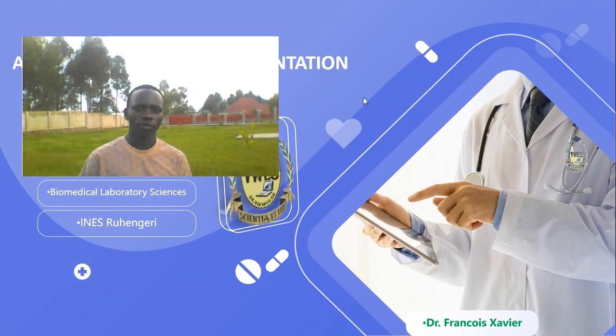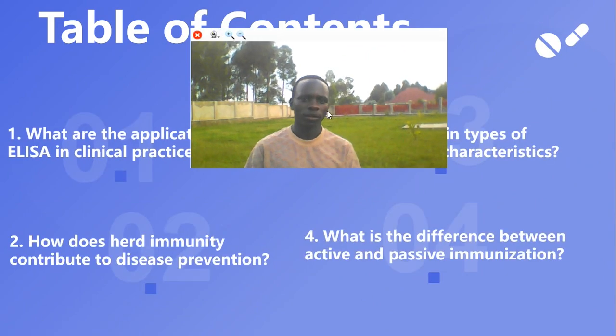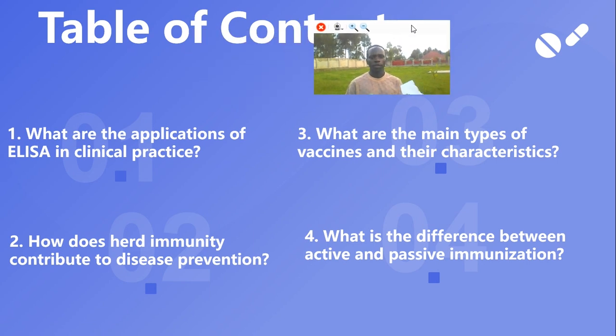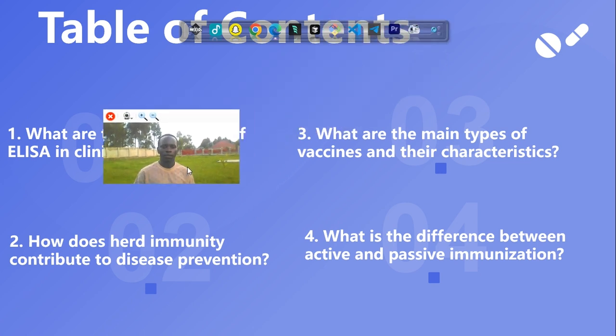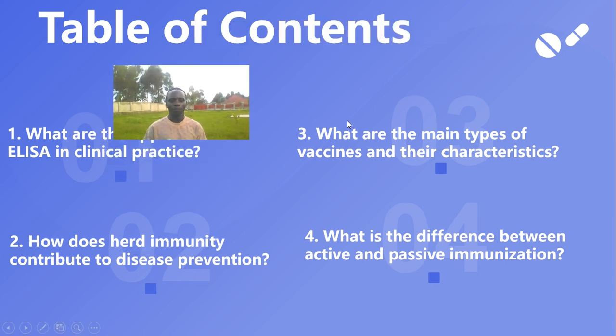The first question I'll be answering is, what are the applications of ELISA in clinical practice? And the second question, how does herd immunity contribute to disease prevention? And the third question is, what are the main types of vaccines and their characteristics? And the fourth question, which is the last one, will be, what is the difference between active and passive immunization? So let's go through our content of the day.